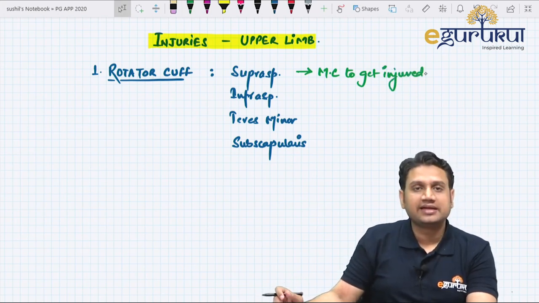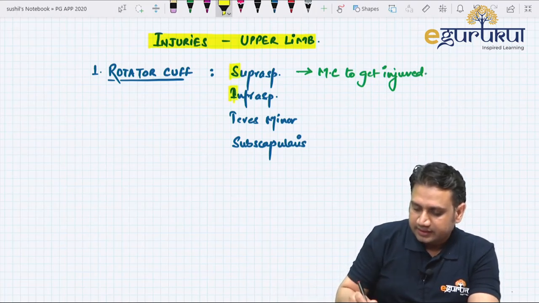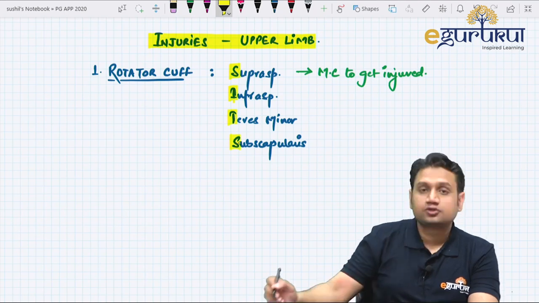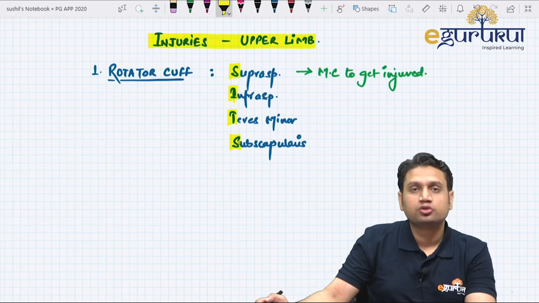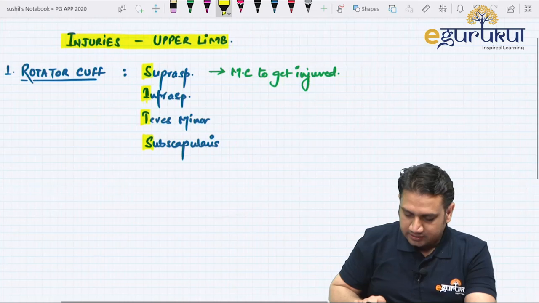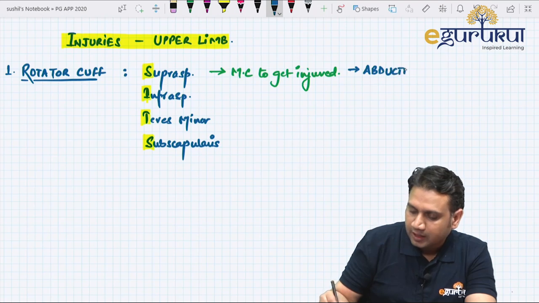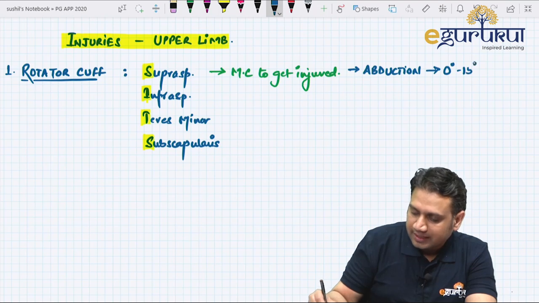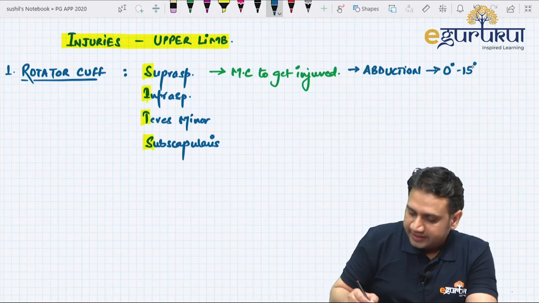Out of the four muscles, SITS, how do we remember them? The S, I, T and S: supraspinatus, infraspinatus, teres minor and subscapularis. So the most common to get injured is supraspinatus. Now what is the function of each one of them? The supraspinatus has the function to start the abduction of the shoulder, from 0 degrees till 15 degrees.